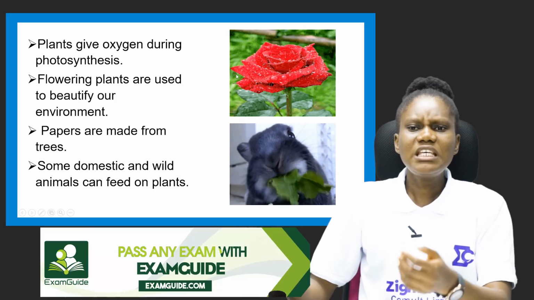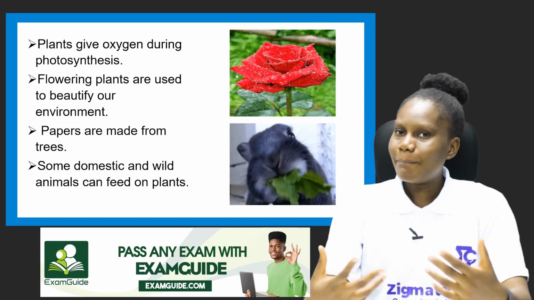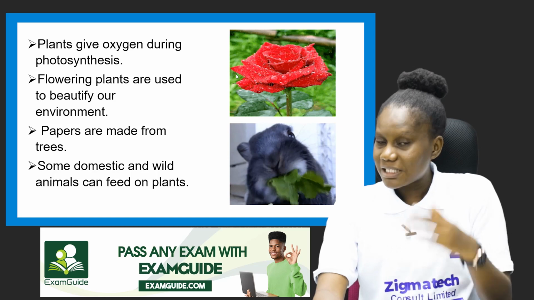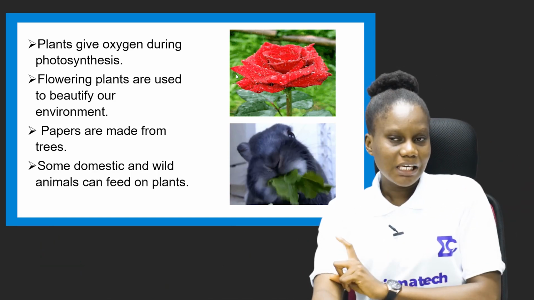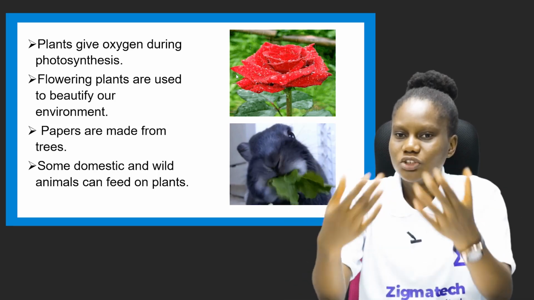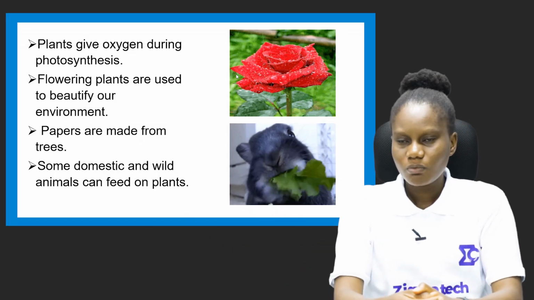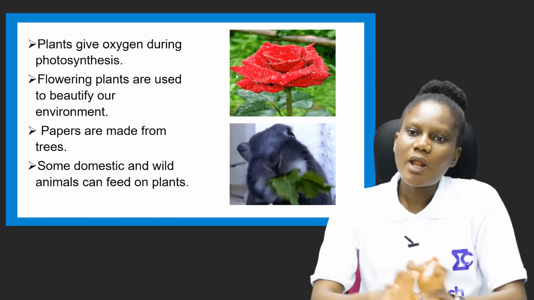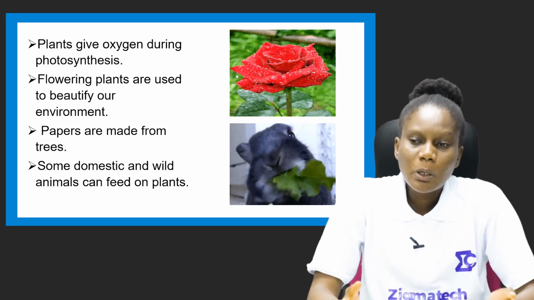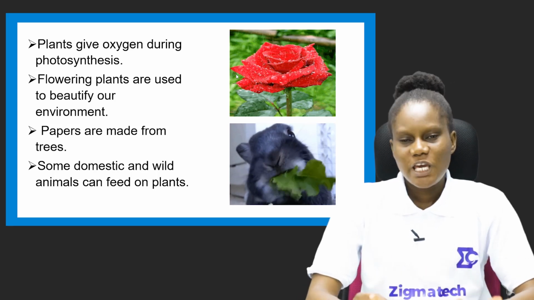So plants also give oxygen during photosynthesis. Do not forget that I said plants take in carbon dioxide and give off oxygen. Animals take in oxygen and give off carbon dioxide. So plants give off oxygen during photosynthesis, aiding animals to take in oxygen. The next is that flowering plants are used to beautify our environment. Flowering plants, we most times call them flowers. They are used in the beautification of our environment.